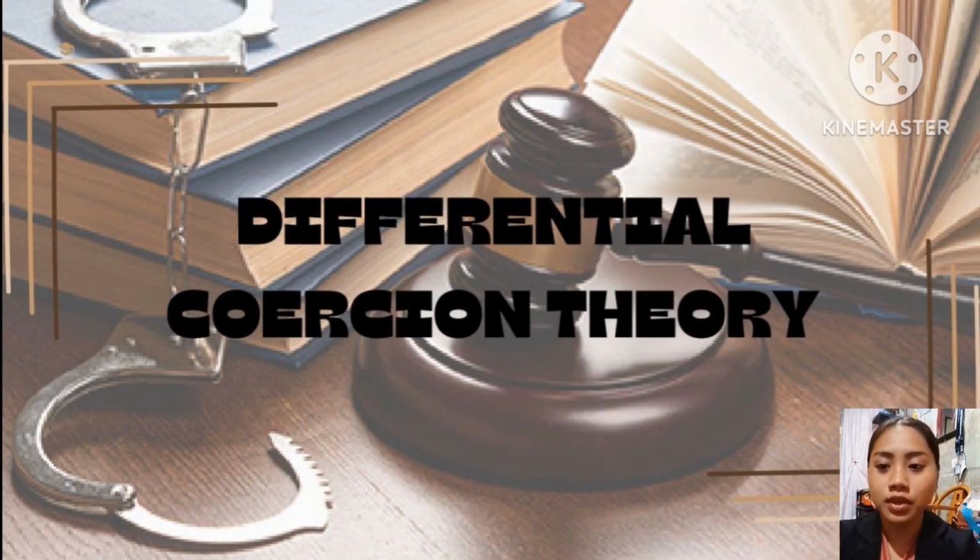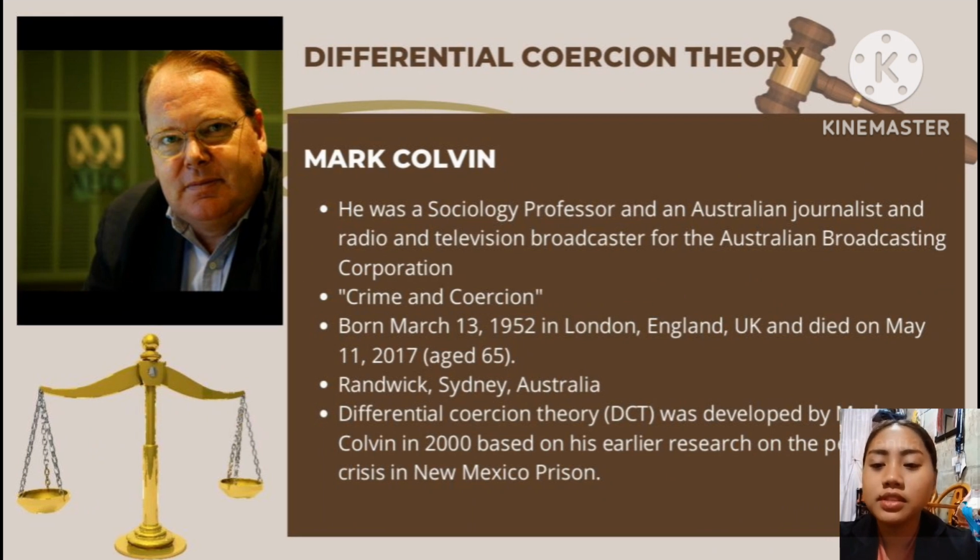Differential coercion theory. The proponent of this theory is Mark Colvin. He was a sociology professor and an Australian journalist and radio and television broadcaster for the Australian Broadcasting Corporation. He developed the book and named it Crime and Coercion. Born on March 13, 1952 in London, England, UK, and died on May 11, 2017 at the age of 65.